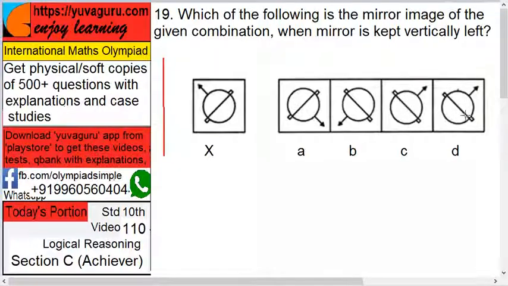So, either C or D. Now, in C or D, what happens? See this pointer. This S type is on this side, so it will be on.